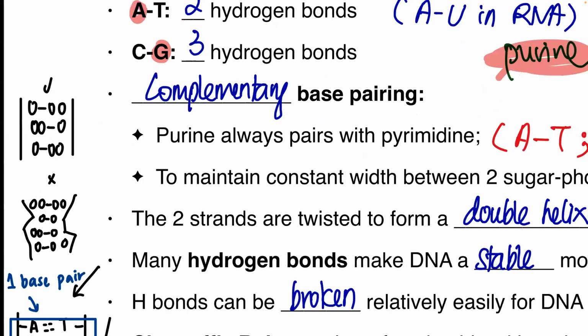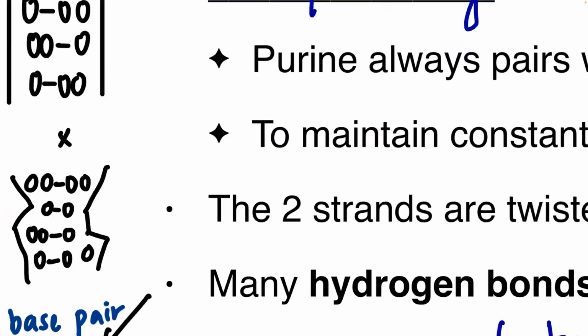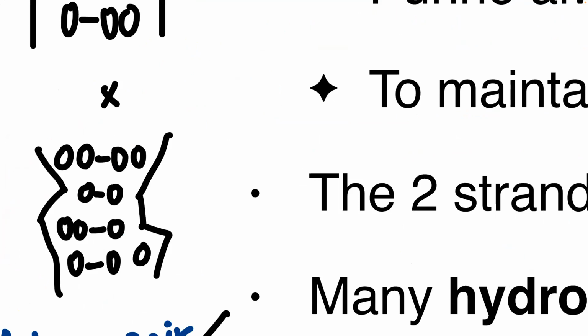Because if you just randomly pair purine with purine or pyrimidine with pyrimidine, sometimes you will get a very crooked structure. Some parts are narrower, some parts are wider. Something with an irregular shape tends to be unstable. Our DNA molecule has to be very stable. DNA is actually one of the most stable molecules in our body.